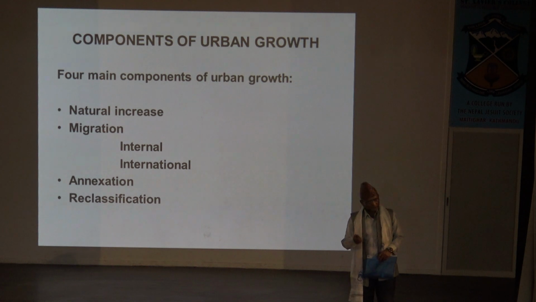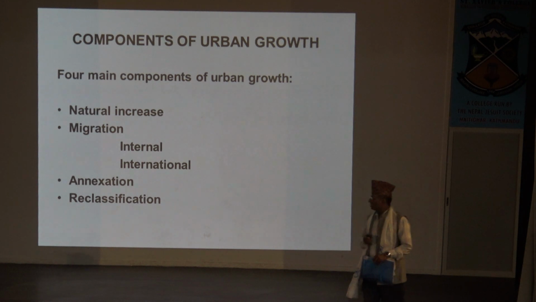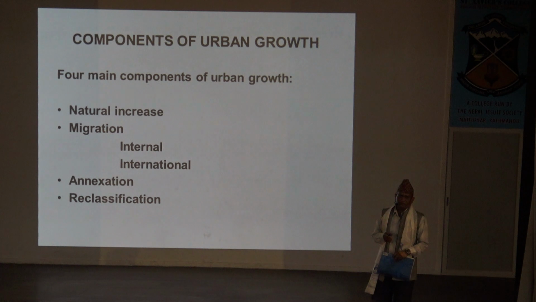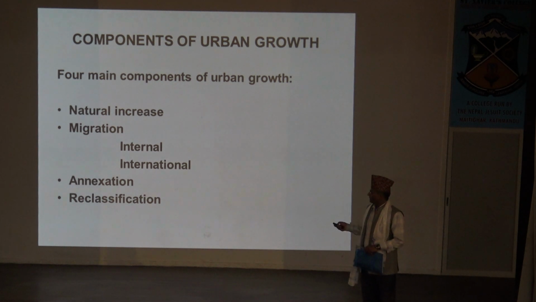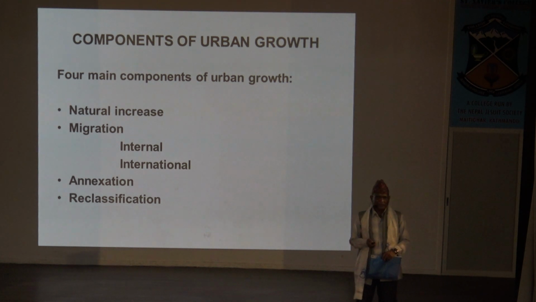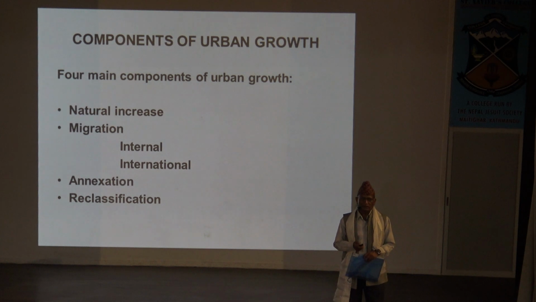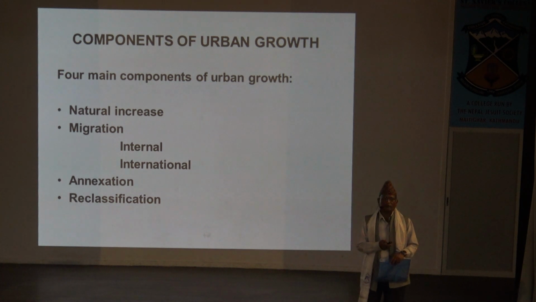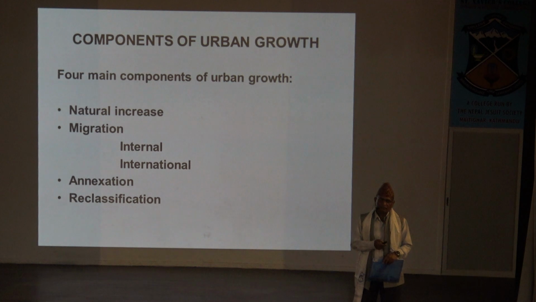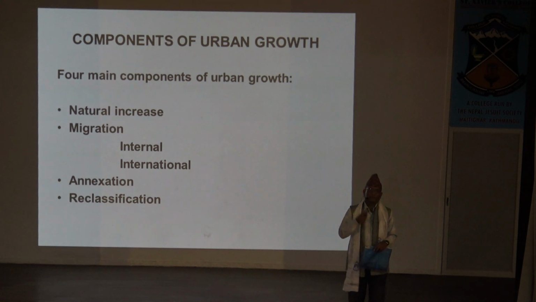Migration has two forms. Internal migration, that is people moving from one locality to another locality within the same country. And the second one is international migration, people coming from other countries. The third one is annexation. What happens in this process is there are already defined urban areas, and very close to urban areas, other rural areas develop characteristics of being urban. So in many cases, after some intervals, the government decides to include that area adjacent to already existing urban areas as part of urban.